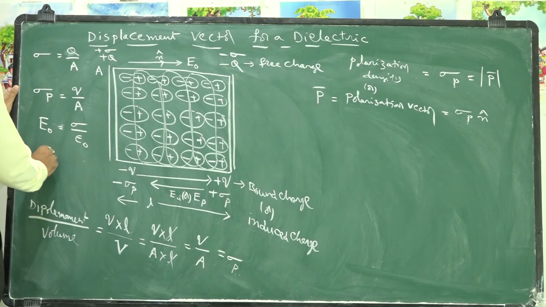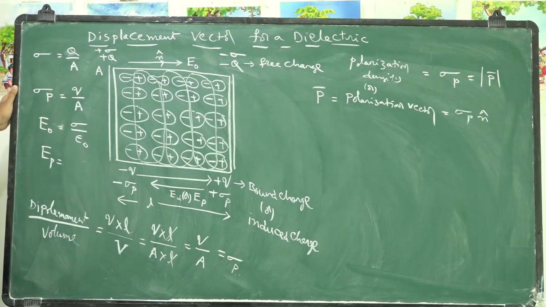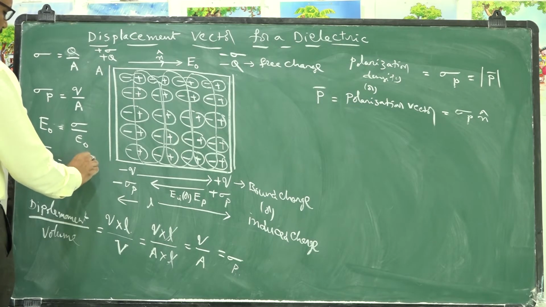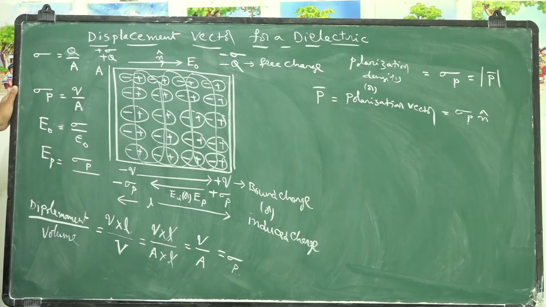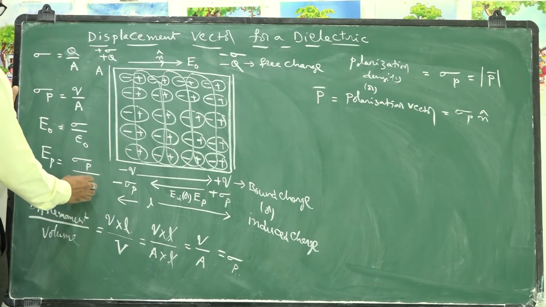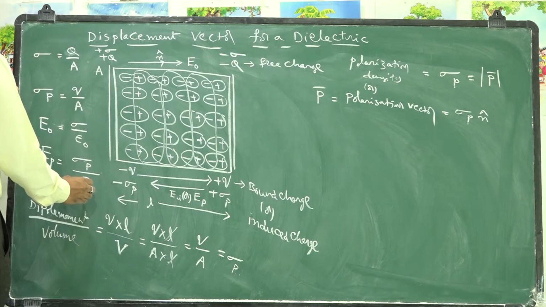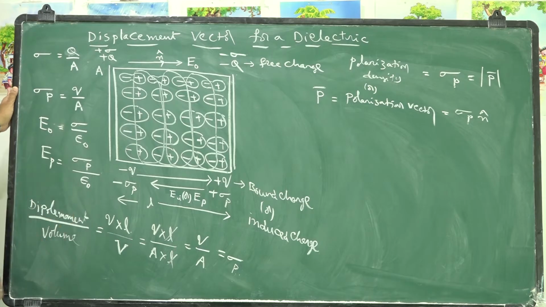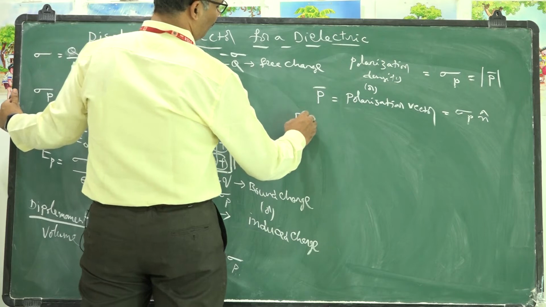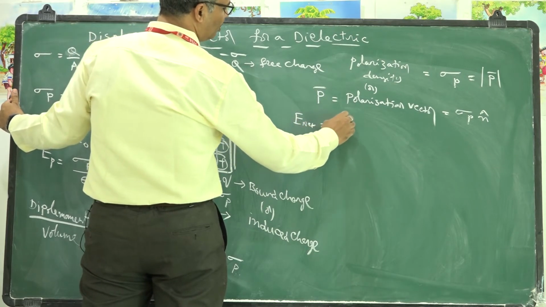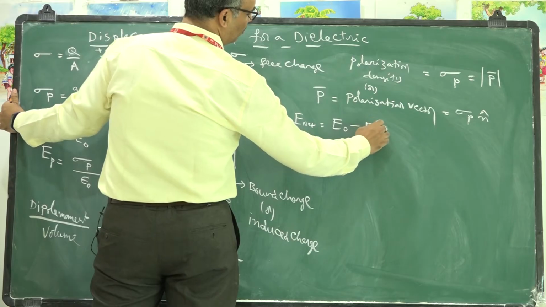So EP, the polarization field or induced electric field, is given by the polarization surface charge density by epsilon naught. Instead of sigma, we have to take sigma P here. So this field is given by sigma P by epsilon naught. What is the net field, E net? Net field means applied electric field minus polarization field.